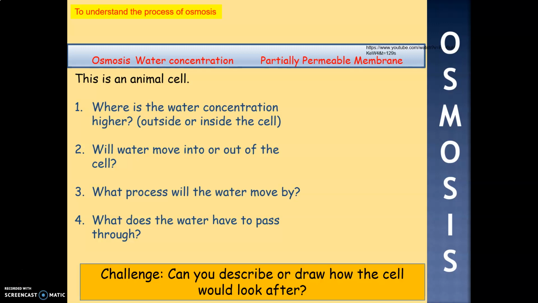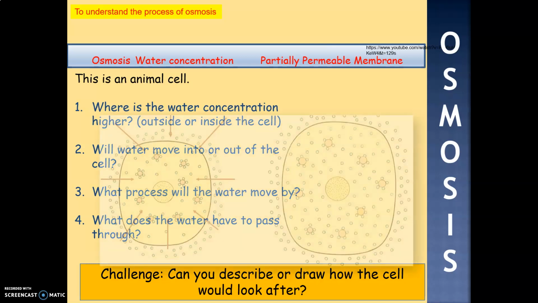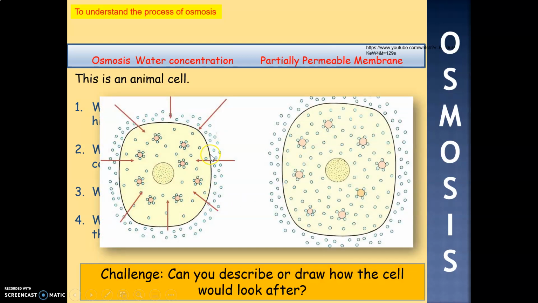Okay, excellent. Now the answer to the challenge question. Can you describe or draw how the cell would look after that if we allow the water to keep entering the cell? What would it look like? If you did that, you find out that because we have high water concentration outside the cell compared to inside the cell, water would move into the cell and the cell would expand and become turgid.